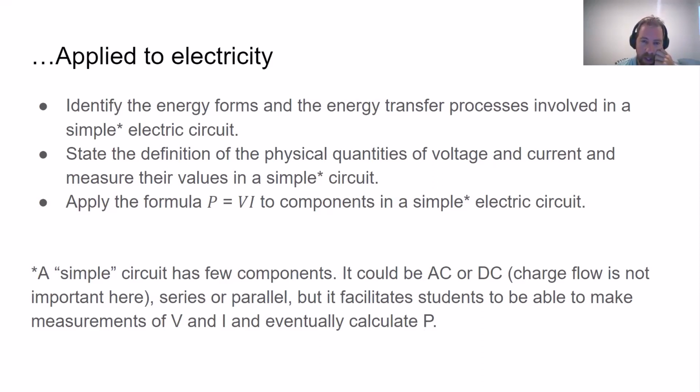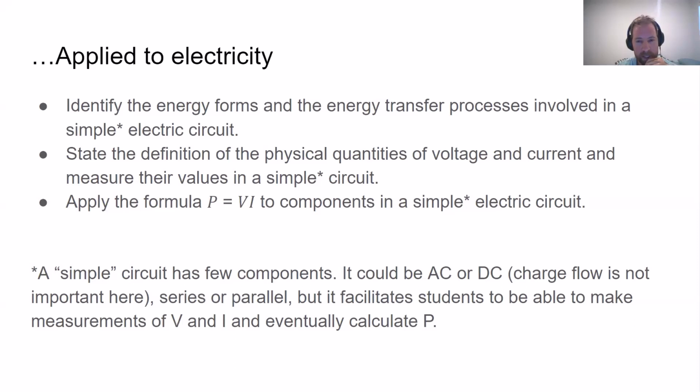So the focus is that they really need to be able to measure the voltage and the current, and then calculate the rate that energy has been transferred: power equals VI. That's what we could boil it down to, the simplest ideas possible. So we've identified energy in forms of transfers in a simple circuit, state the definitions of voltage and current in a simple circuit, and you've got the star there, and apply P equals VI to a simple circuit.